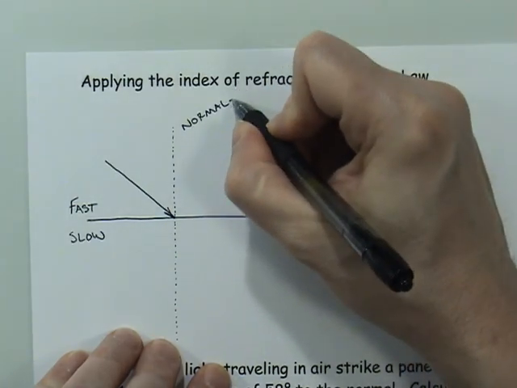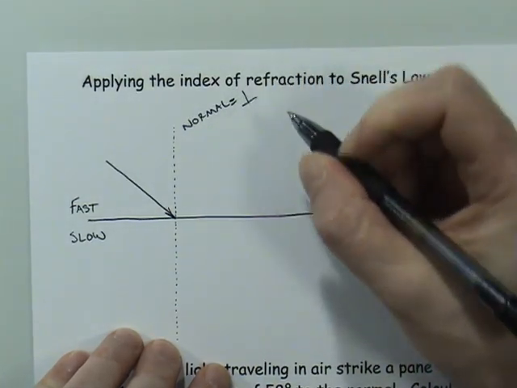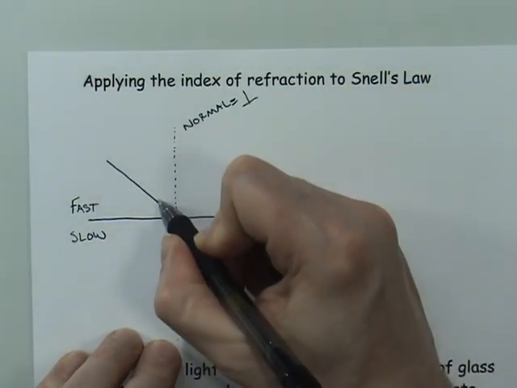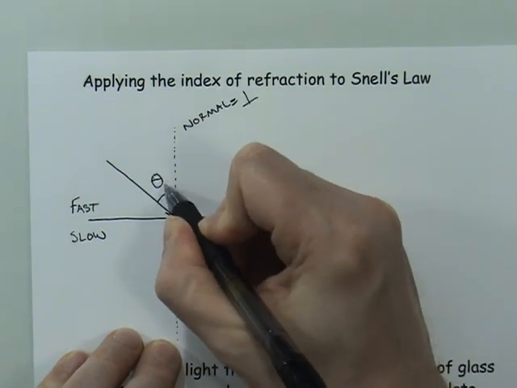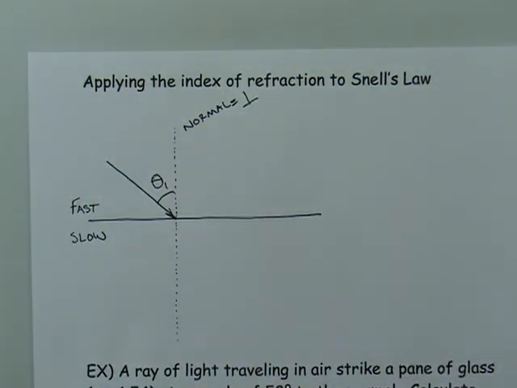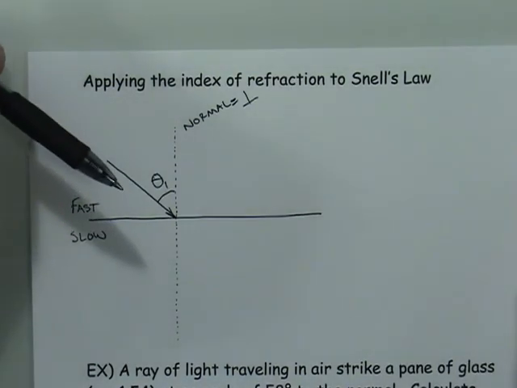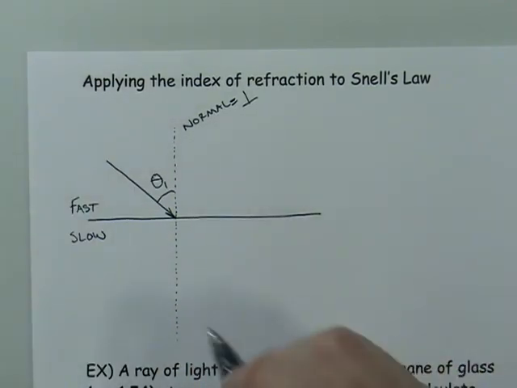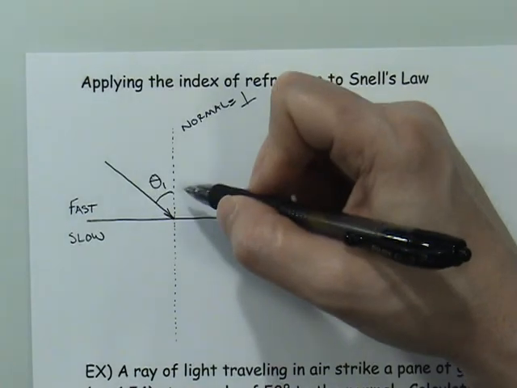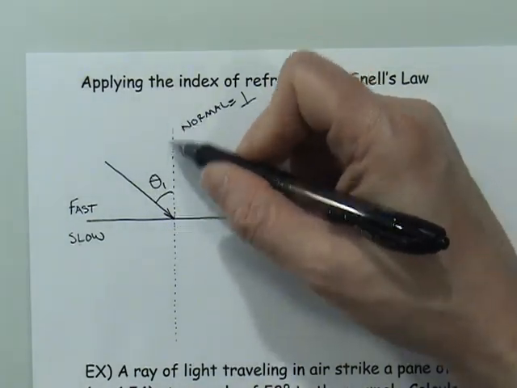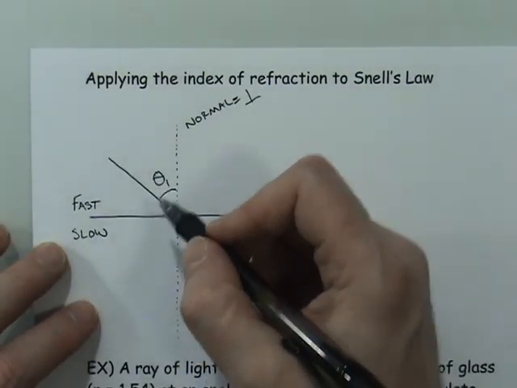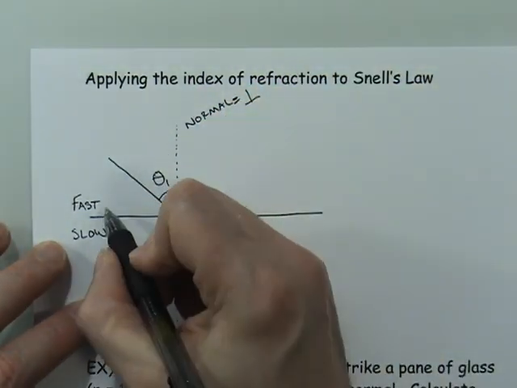And normal means perpendicular. So this line is perpendicular to the surface. And we are going to measure our angle, theta, with the normal line. So what I would say is that the light struck the surface at some angle normal to the surface. Normal to the surface means perpendicular to the surface. So the angle that I am measuring is with respect to this imaginary perpendicular line that goes through the surface.